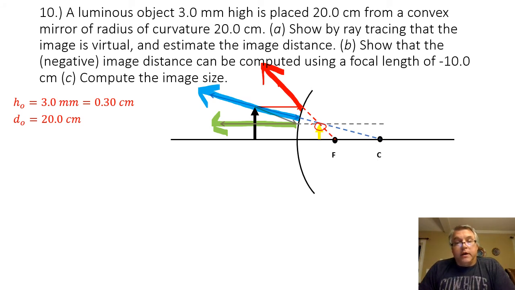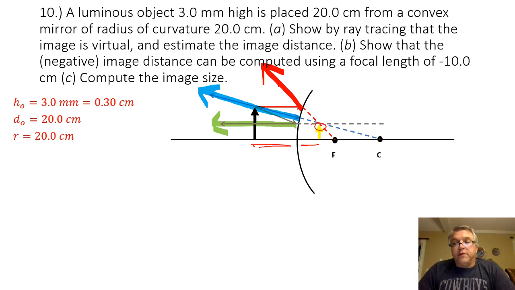Now, because it is behind the mirror, I know that it is virtual. And if I want to estimate the image distance, if I look at how far my image is from the mirror, and I look how far my object is from the mirror, I would say that the image distance is a little less than half of what the object distance is. So if my object distance is 20 centimeters, my image distance should be something less than 10 centimeters. Then again, that's just an estimate.